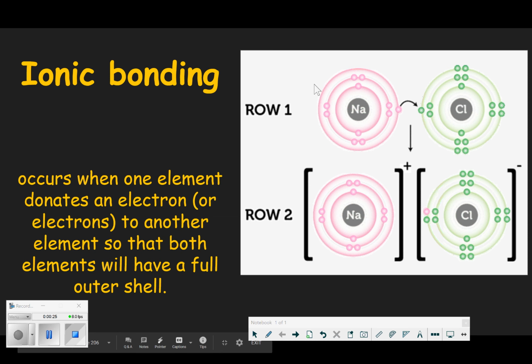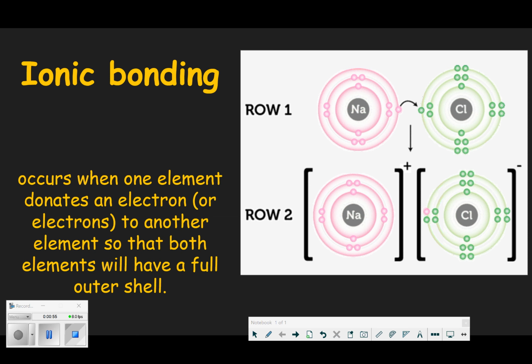Now here's a picture of it. Here's row 1. Look at sodium. Sodium has one electron on this outer valence shell. It is much easier for it to donate this electron to get down to this shell. Remember, the entire job for an atom is to get a full valence shell. It can do this in two ways. It can donate electrons or it can steal electrons.